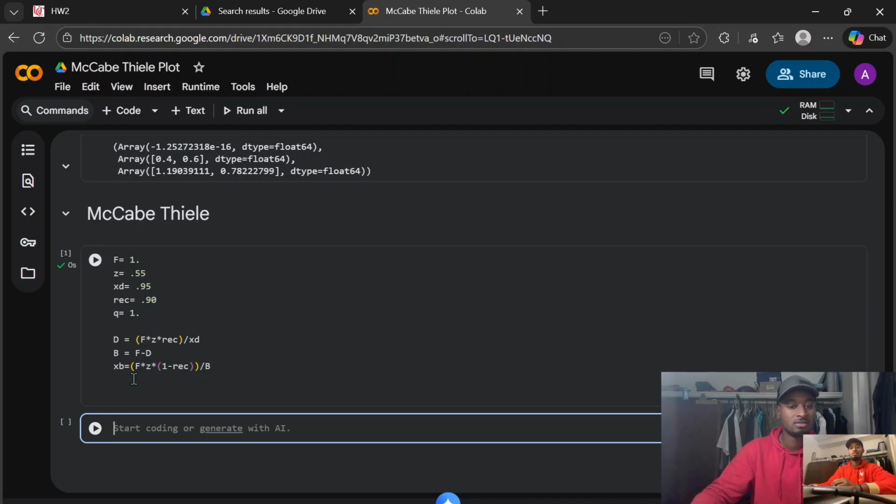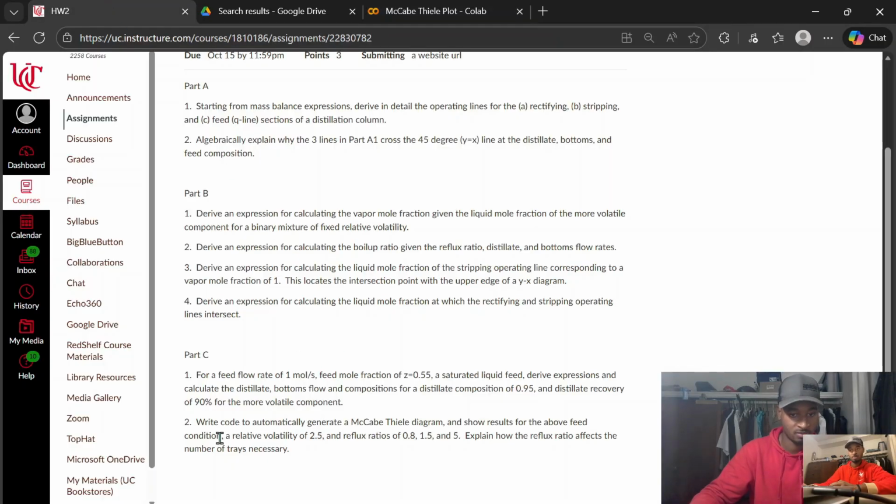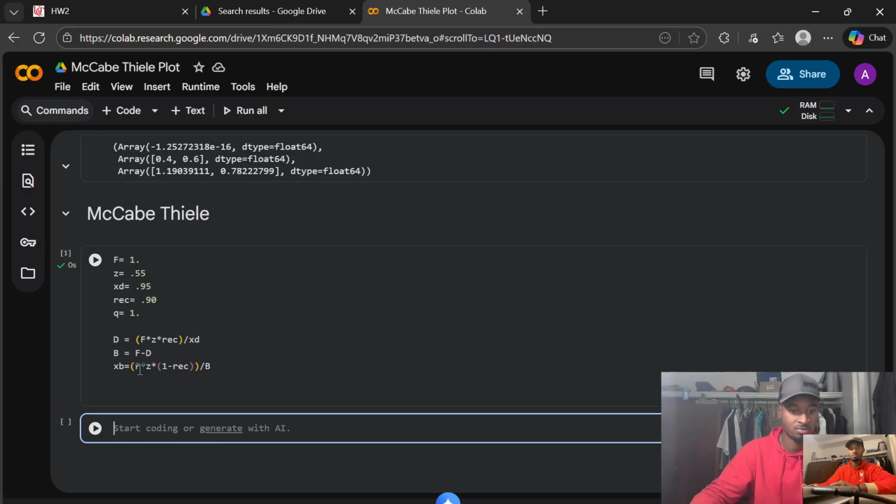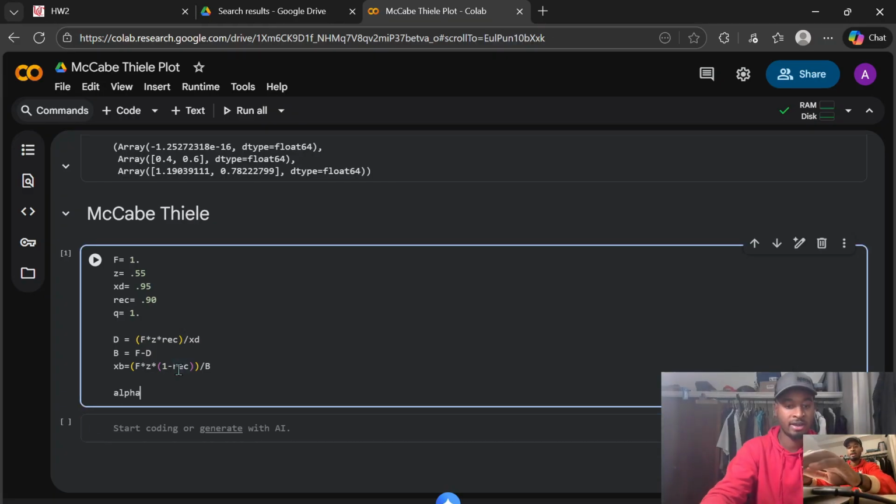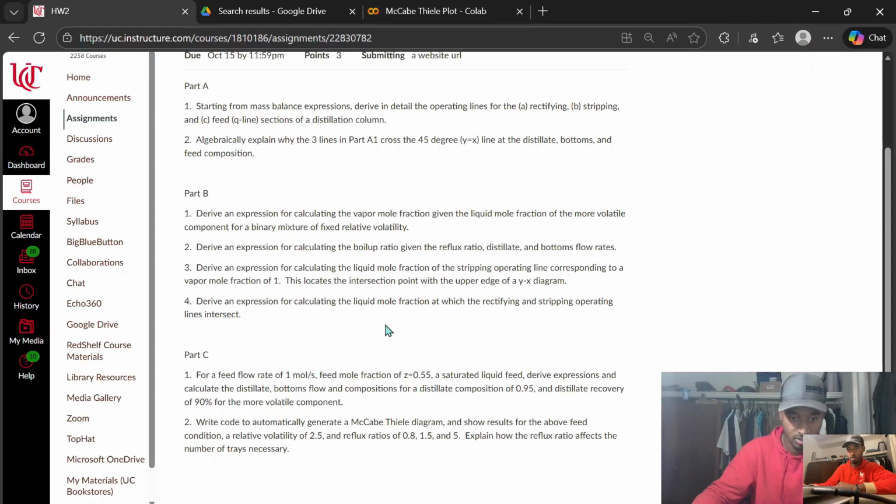Perfect. All right. So now that we have all this calculated, we can start working on the second part of this problem, which is tasking us to generate a McCabe-Thiele diagram and showing the results of this with more parameters given here. So here we can put in our relative volatility into our parameters. We'll call that alpha. We'll say that alpha is equal to, what's that, 2.5, right?